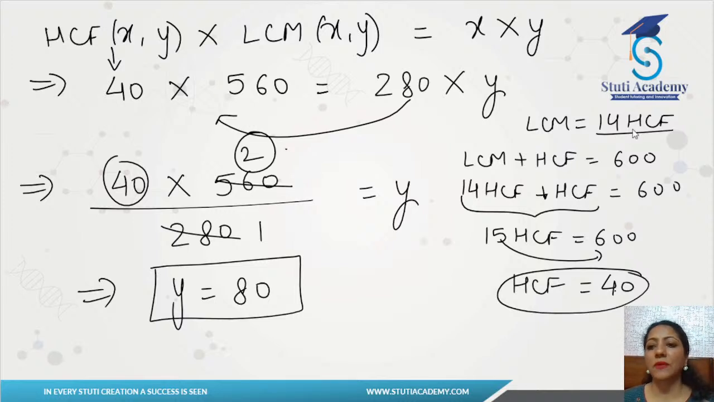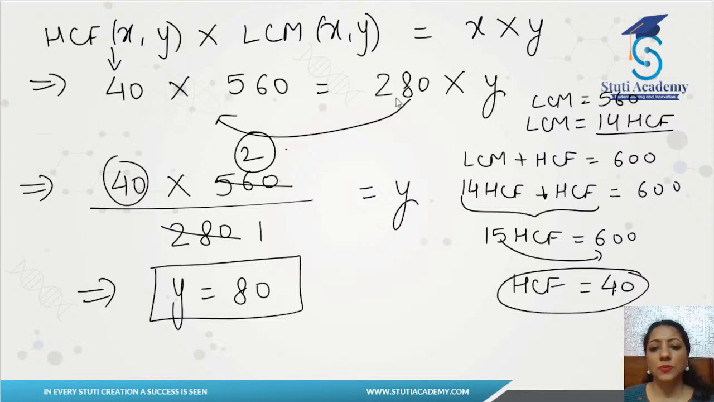14 into 40 will give you 560. So now we know that HCF is 40 and LCM we know it is 560. Now we know HCF into LCM is the product of the numbers. So HCF is 40, LCM is 560. These two we've already solved for.